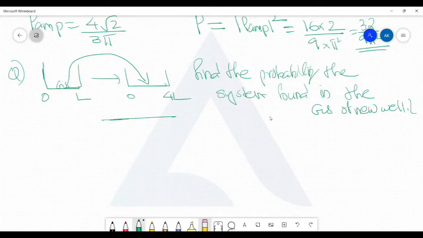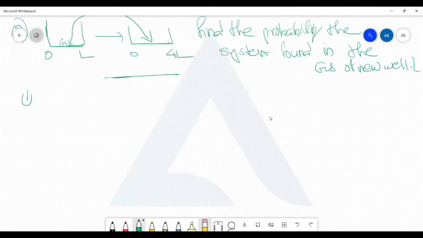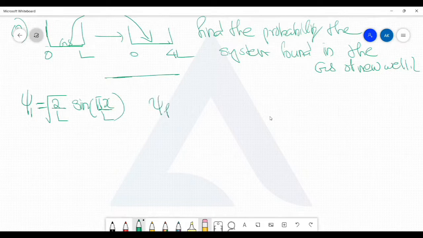So what should we do? First, take one as the initial state and the other as the final state, and write the wave function. Psi initial is root 2 by L. This is an unsymmetrical well, therefore sine pi x by L. This is the ground state. Psi final is root 2 by length, where length is 4L, sine ground state, therefore sine pi x by 4L.